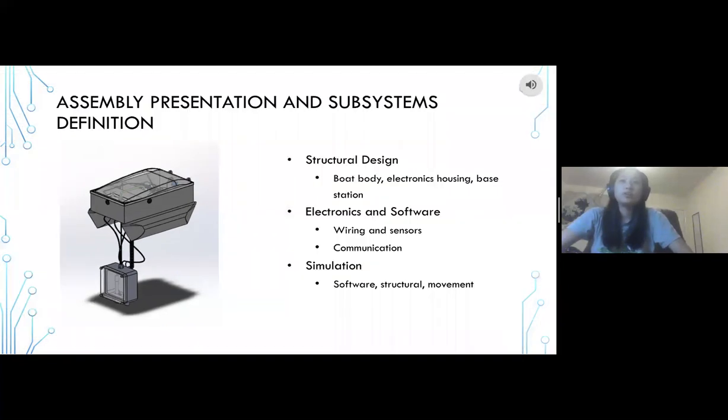The sensor boat consists of three subsystems. The first is the structural design subsystem, which consists of the boat body, the housing units for the electronics, and the base station. The second subsystem consists of the electronic and software components of the boat. And lastly, the third subsystem includes the simulation and subsequent analysis for the boat's software, structure, and movement. Next, Haokun will begin walking us through the boat's structural design.